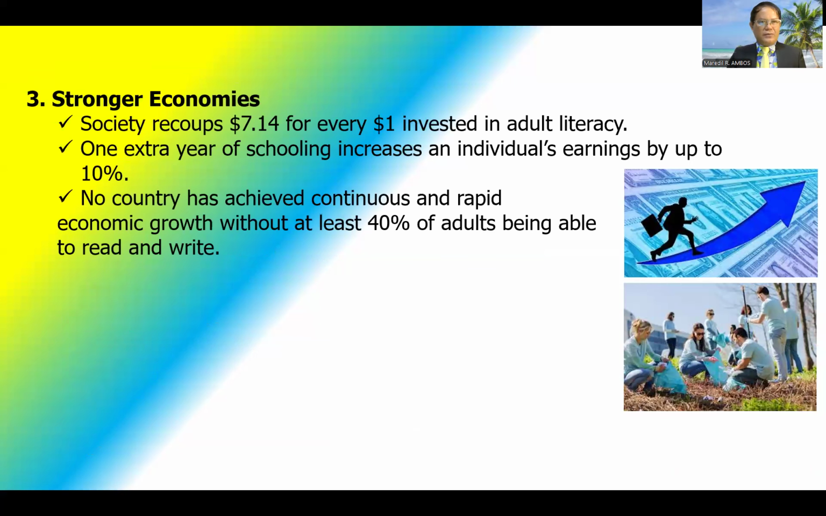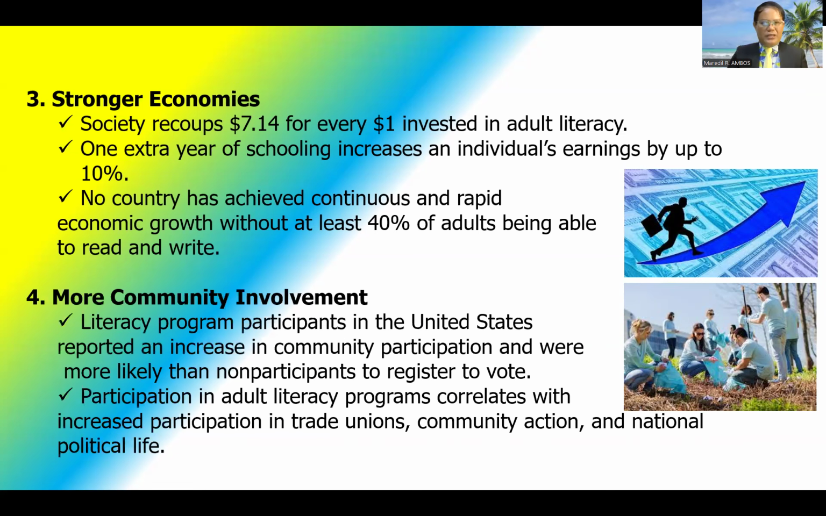The next is stronger economies. Society recoups $7.14 for every $1 invested in adult literacy. And only one extra year of schooling increases an individual's earnings by up to 10%. Take note. Then no country has achieved continuous and rapid economic growth without at least 40% of adults being able to read and write. So that's a stronger economy.